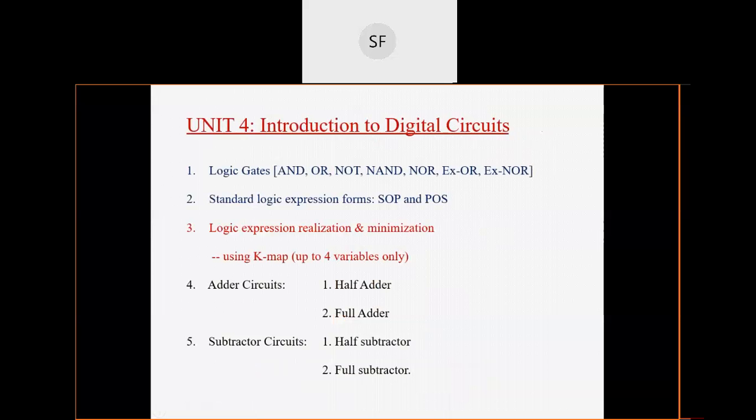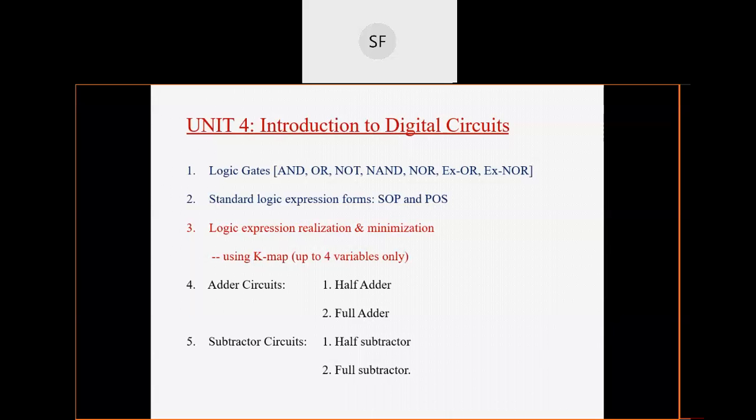So the Boolean expression can be represented in two ways. The first one was sum of product, and the second one was product of sum. We have already seen both representations, and also we have introduced the concept of min term and max term. Always remember, min term is denoted by small m with suffix 0, 1, 2, 3, 4 like that, and it will always be associated with sum of product, whereas max term will be associated with product of sum, and it is denoted by capital M.